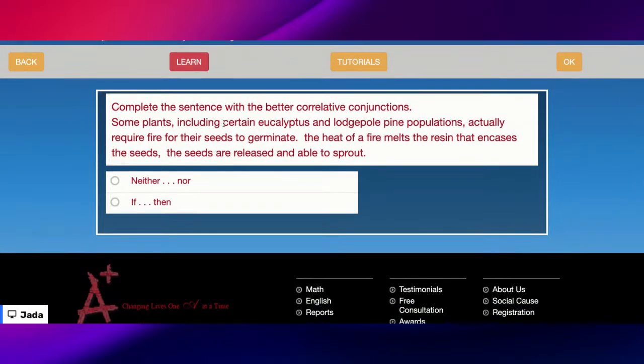Some plants, including certain eucalyptus and lodgepole pine populations, actually require fire for their seeds to germinate. Here, empty space. The heat of a fire melts the resin that encases the seeds. Here, the seeds are released and able to sprout. So, neither nor or if-then. What would be the right answer? Is it going to be if-then or neither nor? Neither nor or if-then.